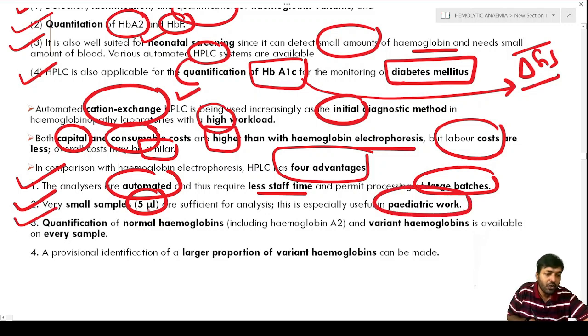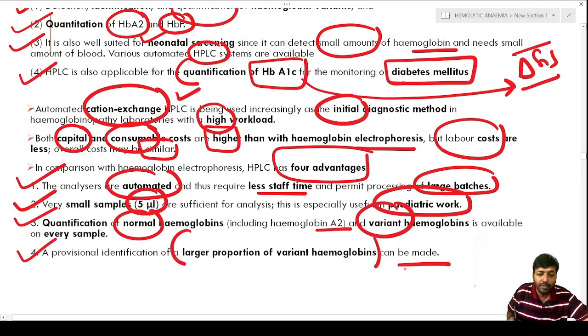Now, quantification of the normal hemoglobins, that is HbA2 and HbF, can be done. Along with that, variant hemoglobins are also available on every sample. So you can carry out all the different kinds of quantifications of the normal as well as the variant hemoglobin. A provisional identification of a larger proportion of variant hemoglobins can be made in comparison to electrophoresis. So a large number of variant hemoglobins you can separate in this case as compared to electrophoresis.